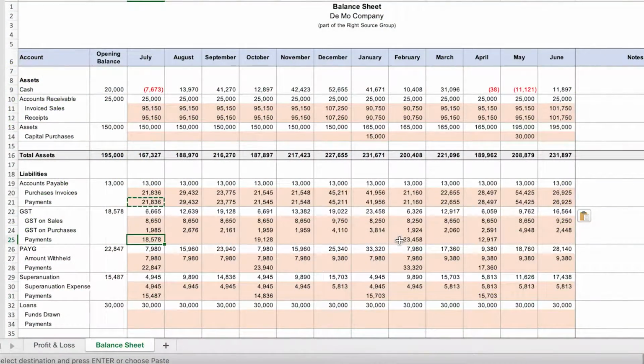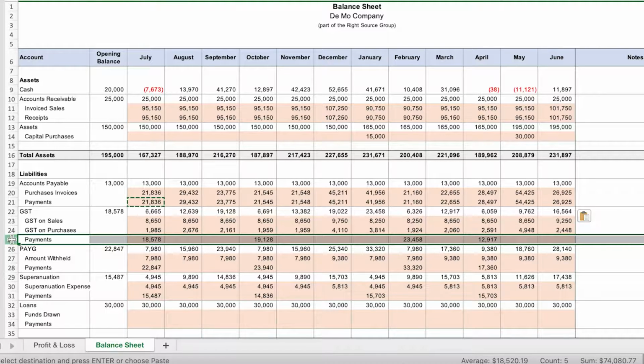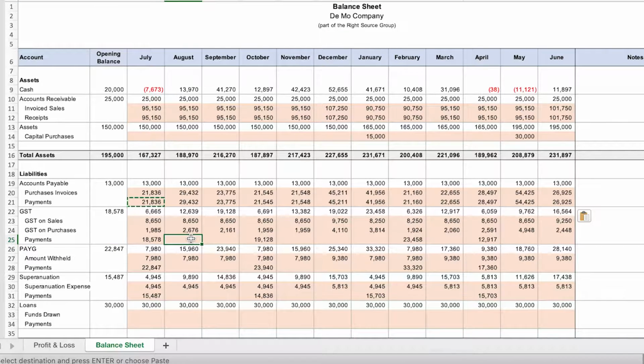So not a whole lot you need to do there, just make sure that what GST you're charging is right. Now, if you're a larger business or you remit monthly, again, you can modify the payments line here to reflect a monthly payment, and the formula will update.